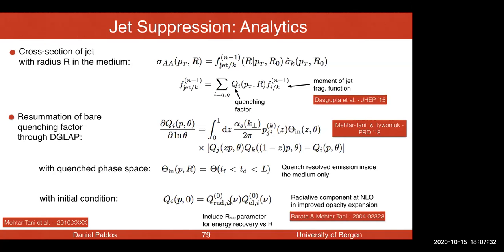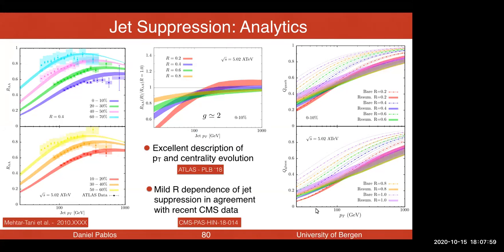It has a radiative component and an elastic component. The radiative component we have computed at next to leading order in the improved opacity expansion, which is the most complete expression for the radiation spectrum that includes both the multiple soft scattering regime and the single hard scattering. And these are some preliminary results. The paper should come pretty soon.